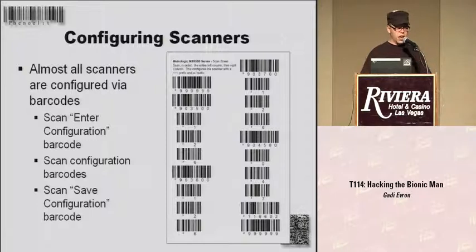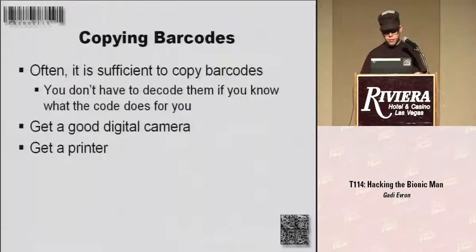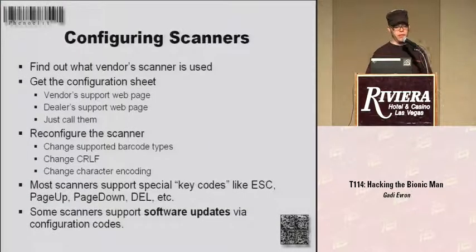This is really not a good idea. I mean, you really change how this device works. I've actually seen a scanner that offered software update over barcode, which was scary. What the hell? So this is essentially what you do. You go to the vendor's page, and many vendors actually post the configuration barcodes on their web page. You can just call up the dealer that sells those barcode scanners, and then you reconfigure it.